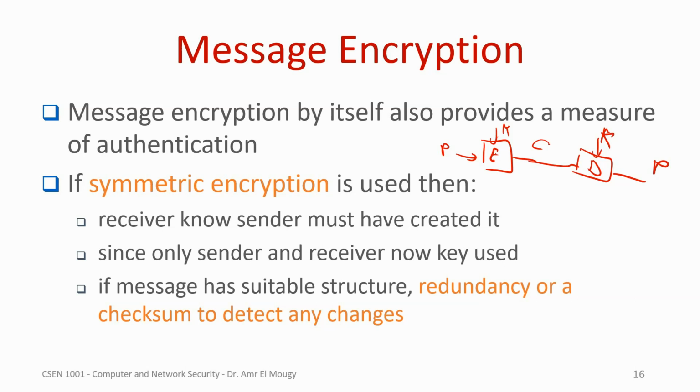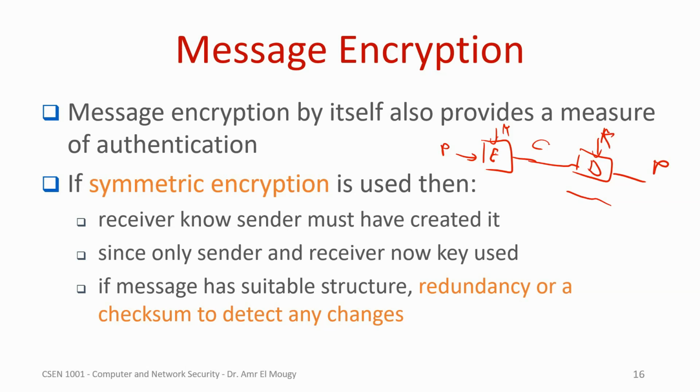Since the key is shared only between the sender and the receiver, then the receiver can actually know that the message came from the sender because no one else will have the key. So symmetric encryption can indeed protect or validate the identity of the originator.